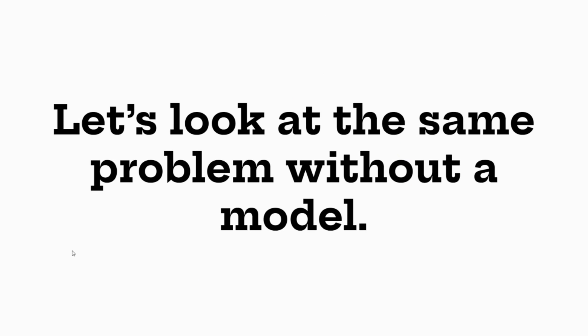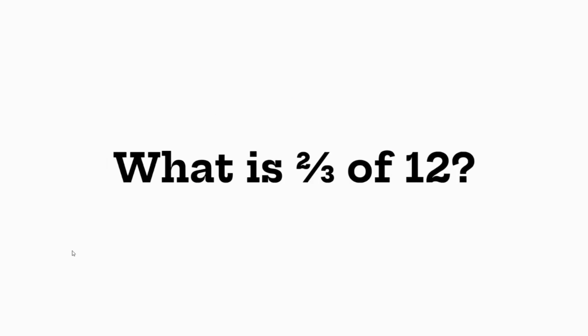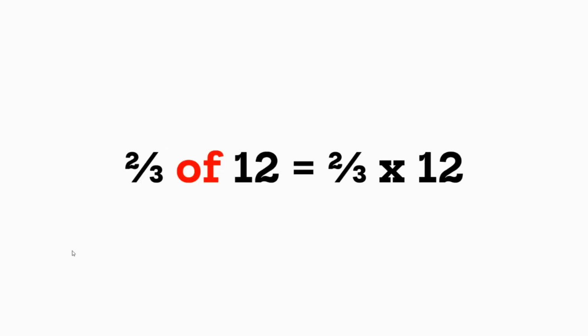Now let's look at the same problem without the model. So again, what is 2/3 of 12? And look, there's that word again, of. I asked you to remember what it means. Do you remember? What does of mean? That's right. It means multiply. So 2/3 of 12 means 2/3 times 12.